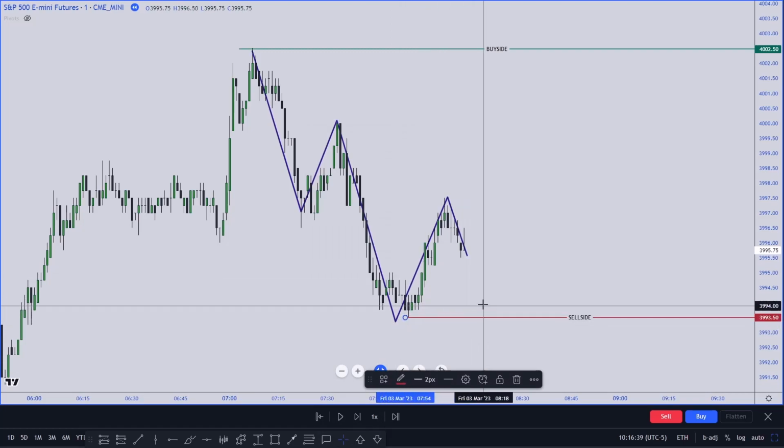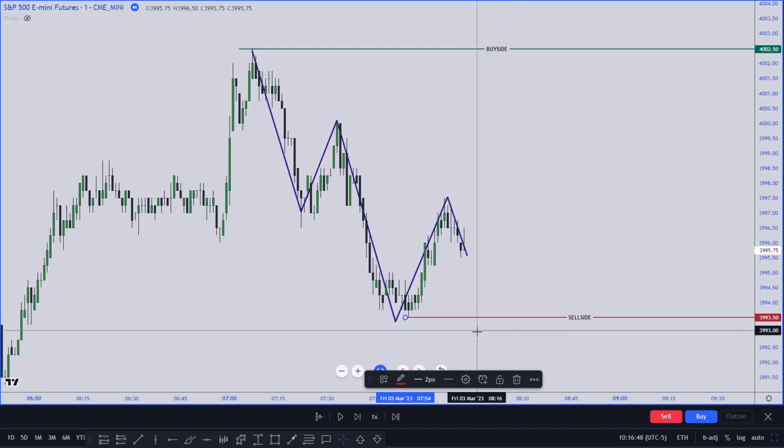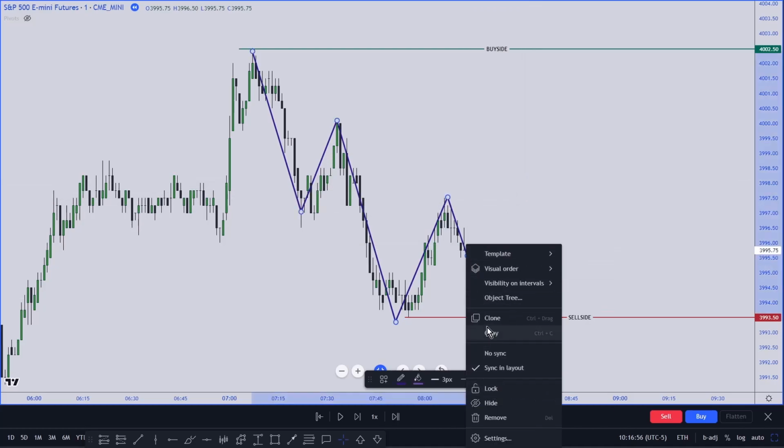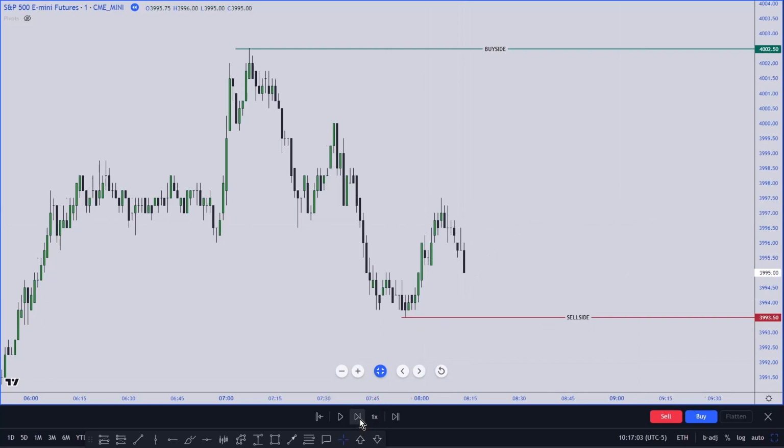And what I'm waiting for here is, will price break down below the sell side and take out that liquidity, like what we spoke about in lesson 3 about liquidity, and will it break back up above and give us a market structure shift? So let's see what happens. So I'll just delete this here, and I'll just do bar replay on this. So we'll move forward bar by bar.